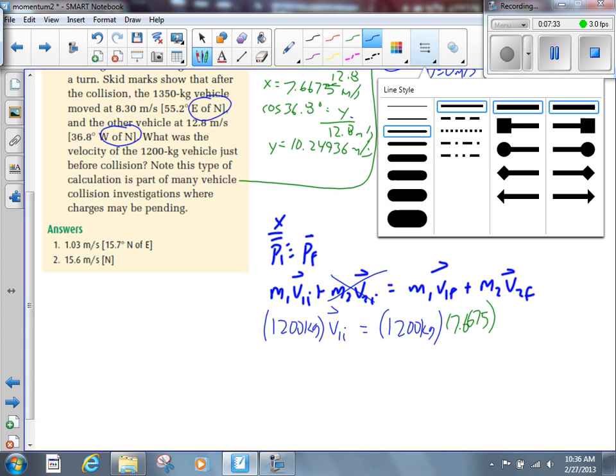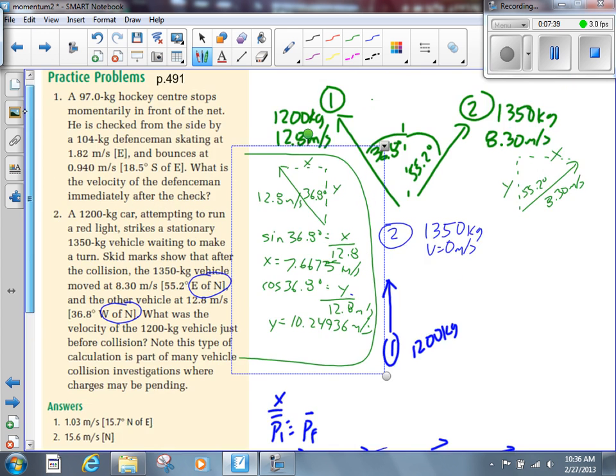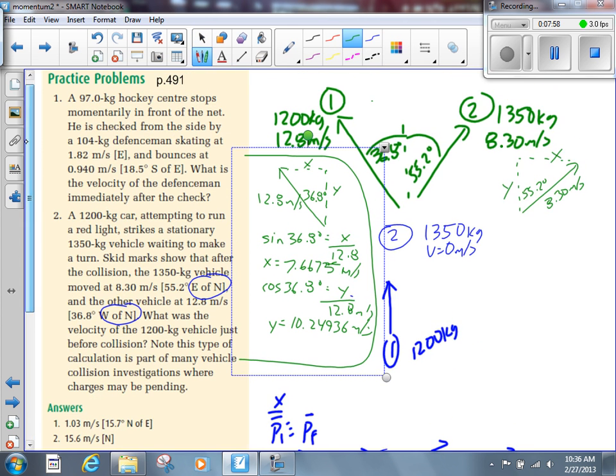The value of mass 2 was, what is mass 2? 1,350 kilograms times V2F. We don't know what V2F is either. So we've got to do the same thing we did with V1F. Let's go back up here, do our little aside thing, figure out what the x component is and what the y component is. Once again, x is the opposite side, so we're going to say sine 55.2 is equal to x over 8.30. What does that work out to be? 8.3 times sine 55.2.